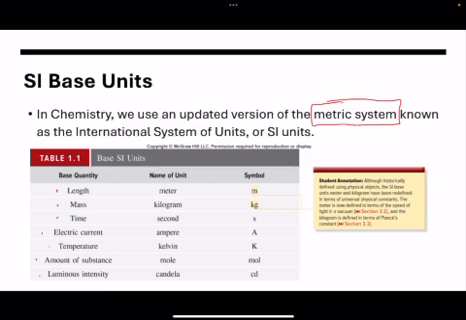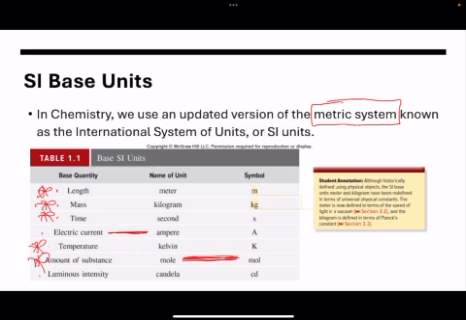intensity. The ones that we use most in chemistry are length, mass, time, temperature, and amount of substance. Now, electric current you might use in Chem 2, but in Chem 1, these are the ones that we use the most. And amount of substance is an extremely important one for us that we will discuss a lot in the coming weeks and what you'll use throughout chemistry.